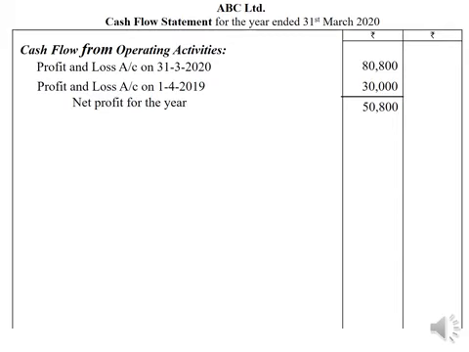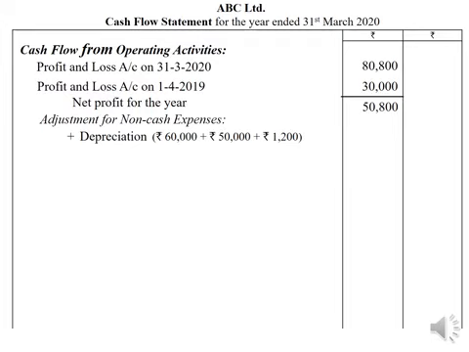Then adjust for non-cash expenses which have already been charged to profit and loss account, which do not result in outflow of cash. So items of non-cash expenses have to be added back. First one is depreciation. All three types of depreciation: depreciation on land and buildings, depreciation on plant and machinery, and depreciation on furniture have been added back. You can also take them separately, but I am taking them in total. It amounts to 1,11,200.